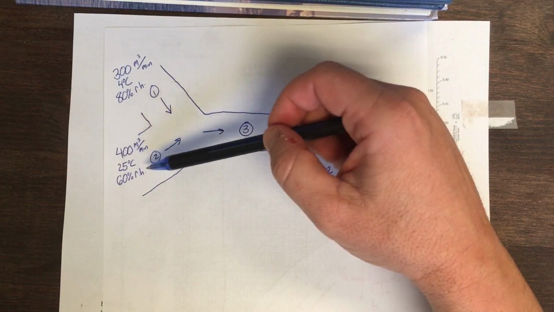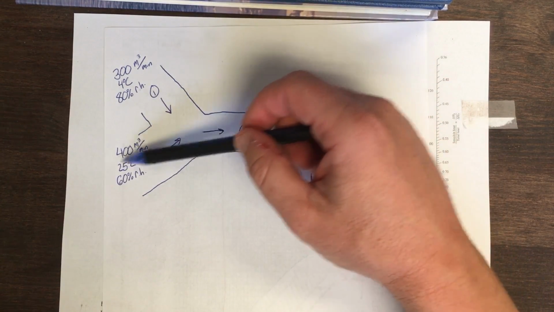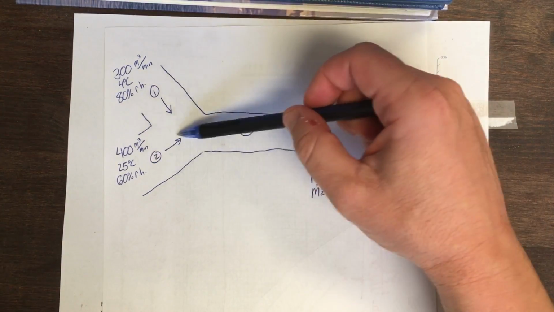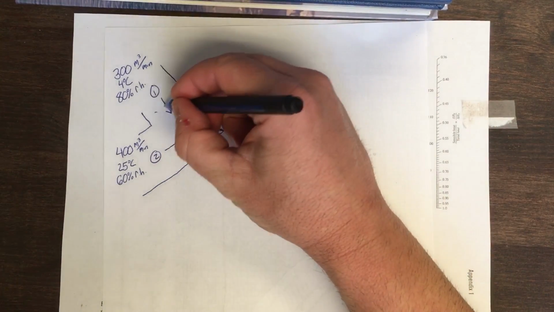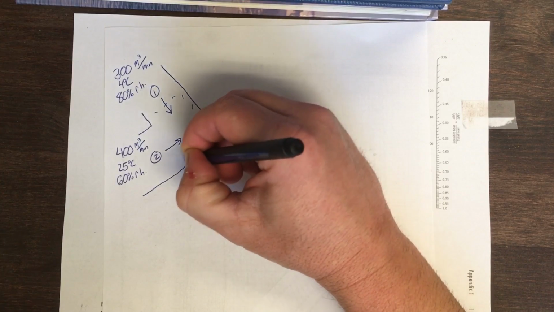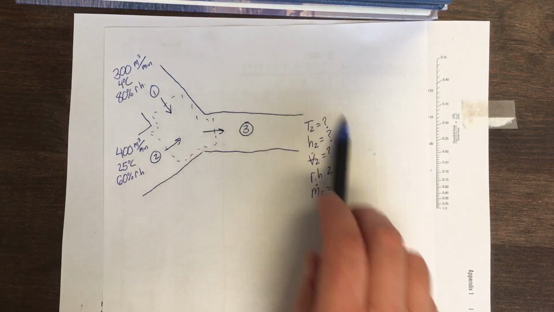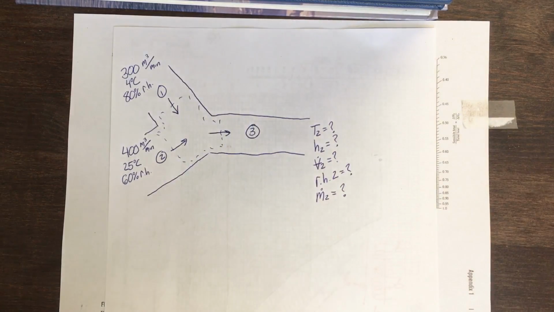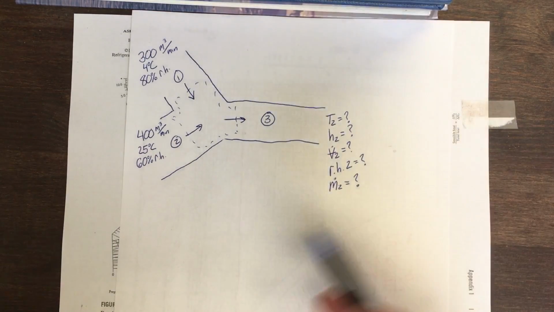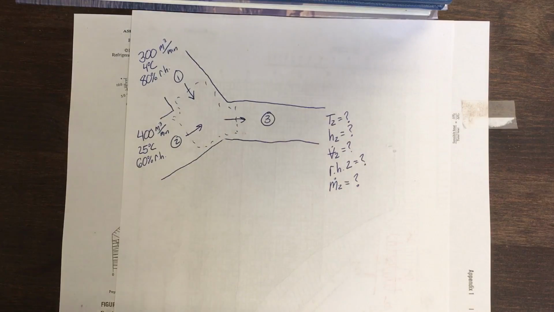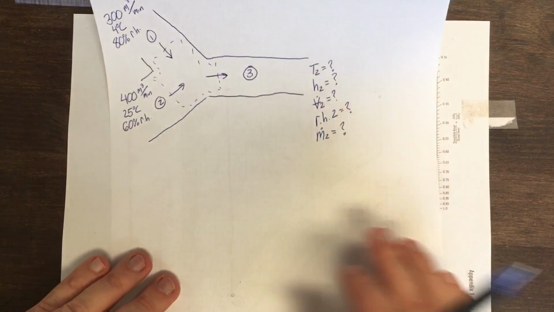We're taking 25 degrees, 60% humidity air at 400 meters cubed per minute. We're going to mix those two things and create one airstream. Right now, we just want to characterize that airstream. We want to know its temperature and enthalpy and volume flow rate, relative humidity, and mass flow rate. So we want to go to the laws of thermodynamics in order to solve this.